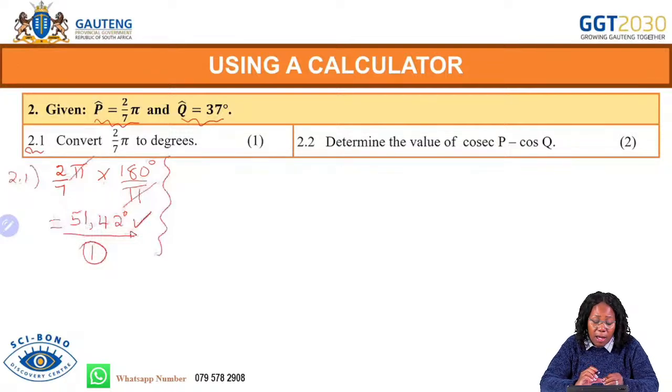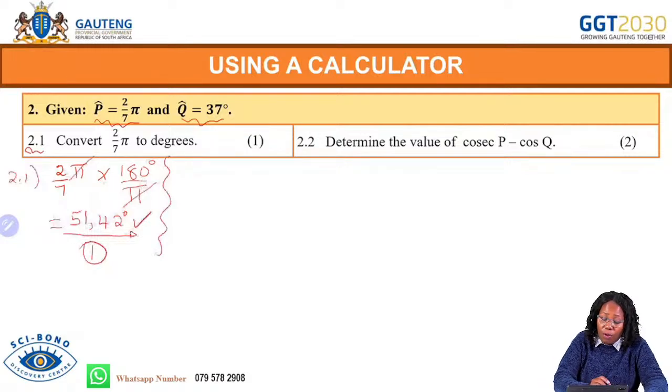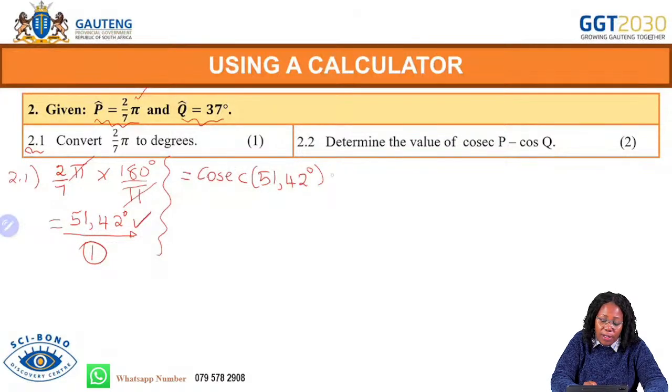And then now 2.2, determine the value of cosec P minus cos Q. Remember now we are substituting because we are given the values of P and Q now. And we have just calculated angle P in degrees. So now cosec P, we are now substituting, grade 12. What is P now? It was 2/7 radians, of which is equal to 51,42 degrees, minus the cos of Q. What is Q? 37 degrees.